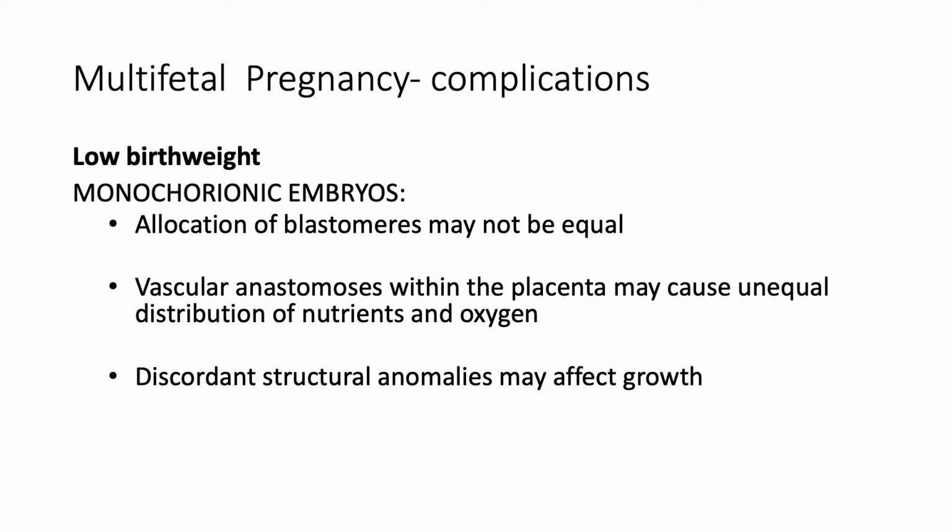insufficiency. With monochorionic embryos, the allocation of blastomeres may not be equal. Vascular anastomosis within the placenta may cause unequal distribution of nutrients and oxygen, and discordant structural anomalies due to twinning may affect growth.